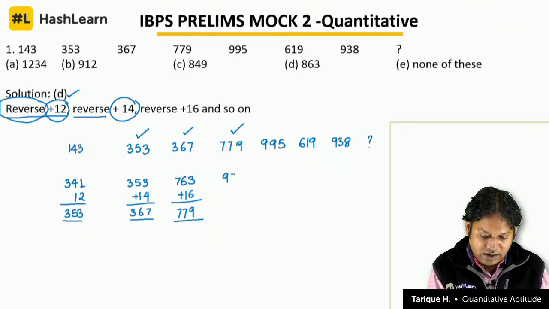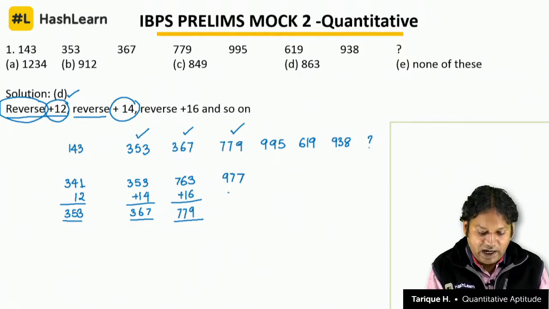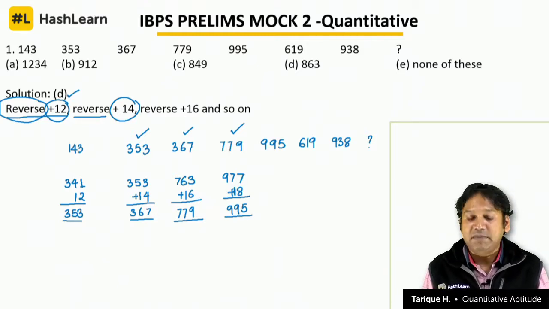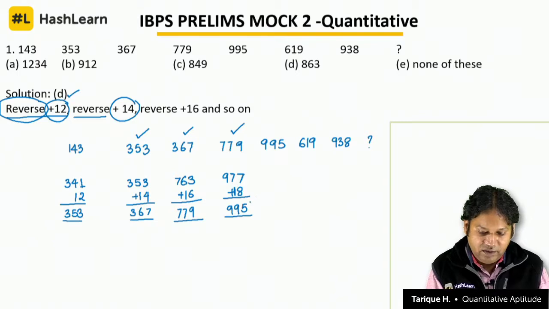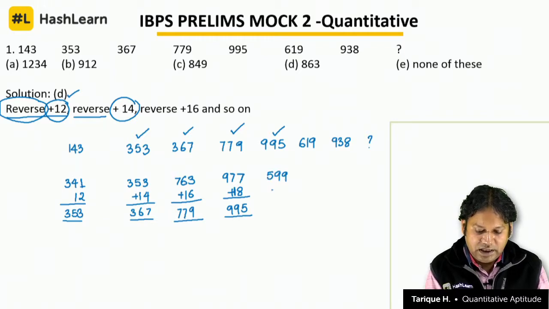18 ऐड करिए, फिर रिवर्स इट 977. So 779 will become 977. So we'll add 18 and that gives you the number 995. Okay, so 977 plus 18, 995, and then what is happening? 995 if you have got, now you want to get 619, you have to reverse it and add 16, 18, the next number will be 20. So you get 619 and so on, you go on doing.